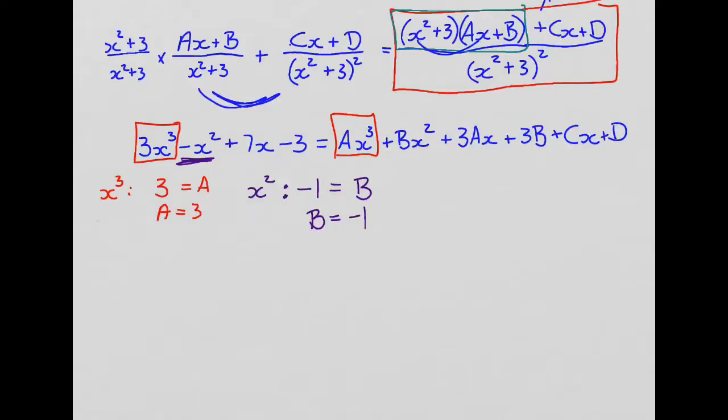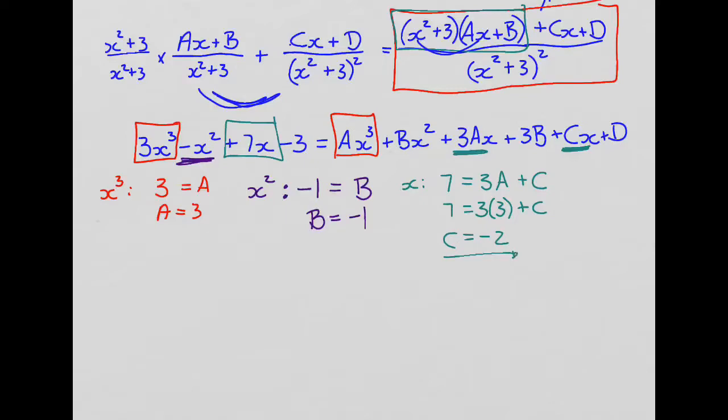Now let's use the coefficients of x only. On the left hand side, I have 7. On the right hand side, I have 3a and c. So it's 3a plus c. But I already have the value of a, which is 3. And simplifying that, c ends up to be negative 2.